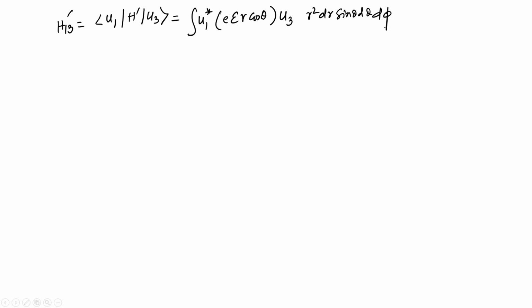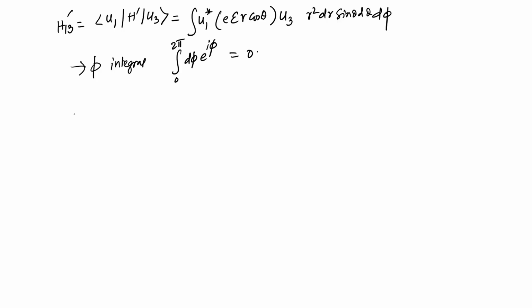And this is again equal to 0, because of the phi integral. The phi integral makes it 0, because U3 has a phi dependence, the integral of d phi e to the power i phi from 0 to 2 pi, because this phase is 2 pi symmetric, which means exponential at phi equal to 0 and phi equal to 2 pi are the same. So, this is equal to 0, and that is the same reason that H14 prime is equal to 0 as well, because the integral from 0 to 2 pi of d phi e to the power minus i phi is also equal to 0.